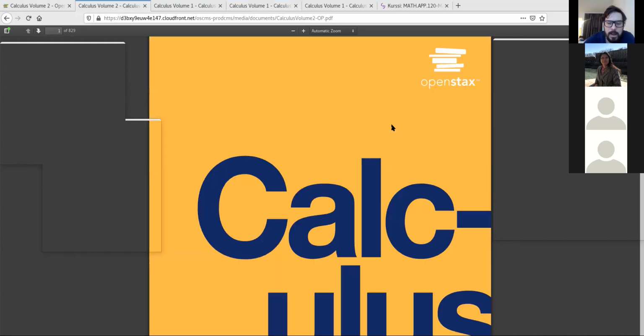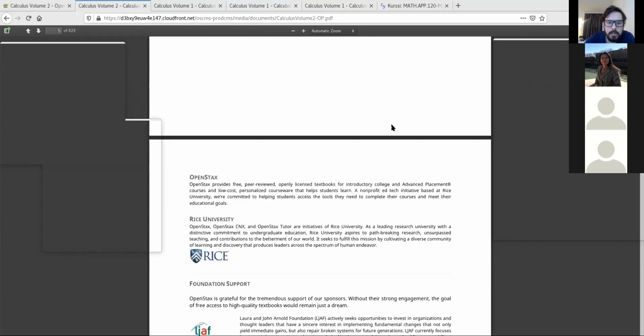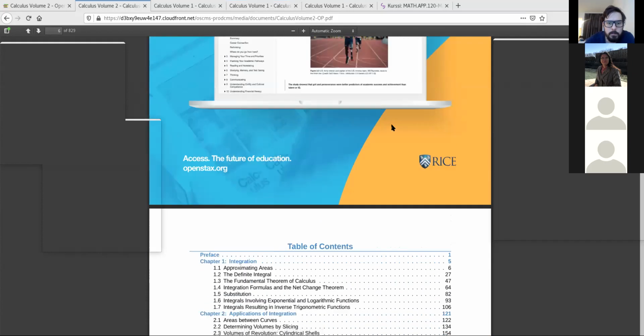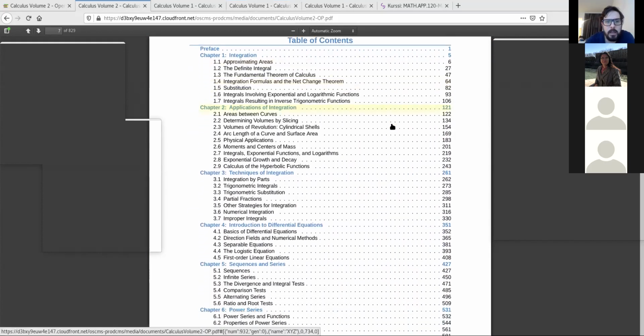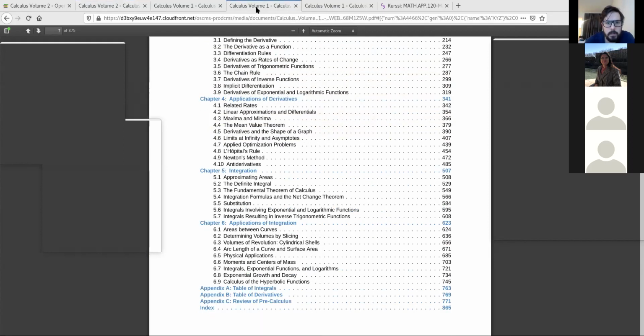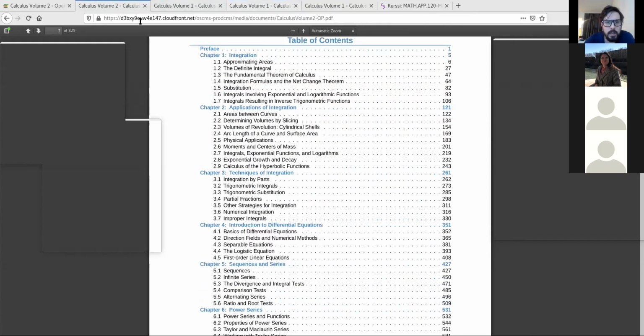Chapter 1 in this Calculus Volume 2 is basically the same as chapter, was that 5? Yeah, and chapter 6 and 2 here are basically the same. So we're not going to revisit them now. We move straight to chapter 3, techniques of integration. And this is technical stuff, practical stuff on how to find integrals.